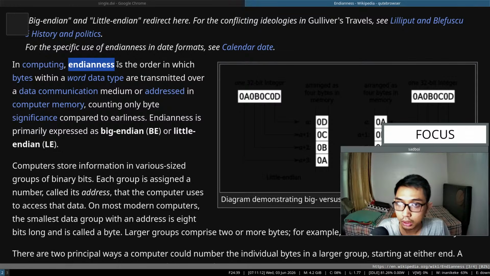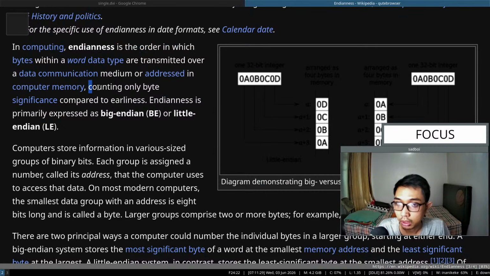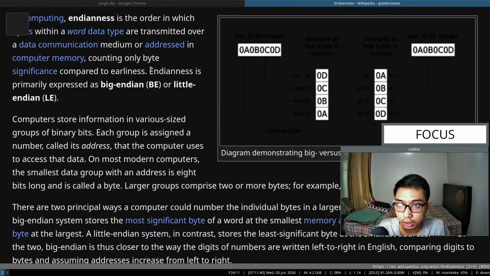Okay, endianness is the order in which bytes within a word data type are transmitted over a data communication medium or addressed in computer memory, counting only byte significance compared to earliness. Okay, endianness is primarily expressed as big endian or little endian.